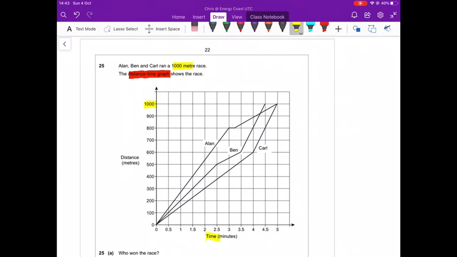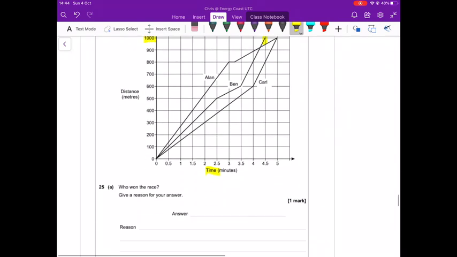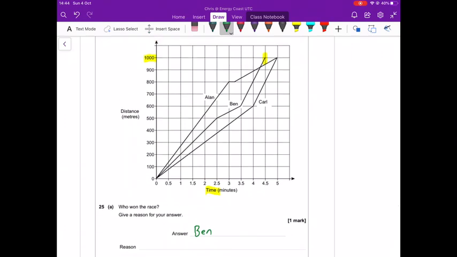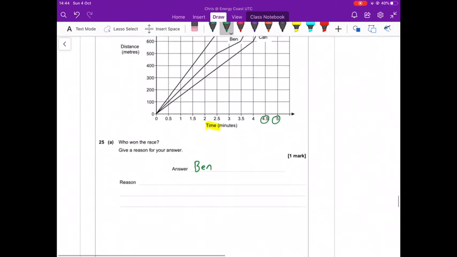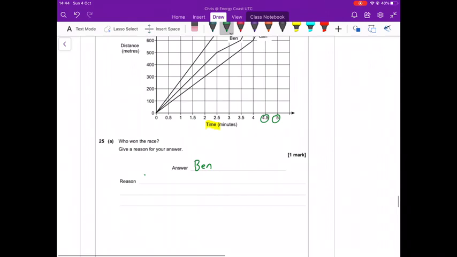So let's look at the time on the bottom. Which one reached it first? It's this person here. And if I follow that line down, Ben is the one that won the race, okay? How do I know that he won? Well, he finished at 4.5 seconds, and the others finished at 5 seconds, okay? So I know the reason that Ben won is he finished in the lowest time, the smallest time, yeah?